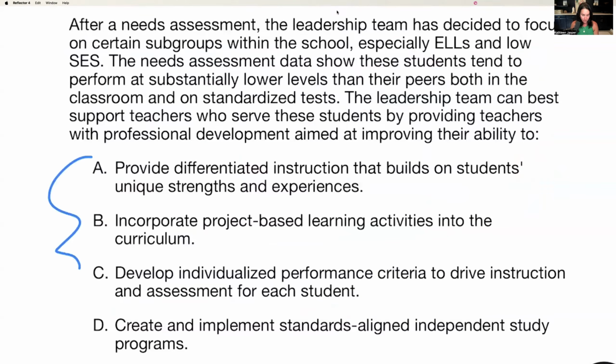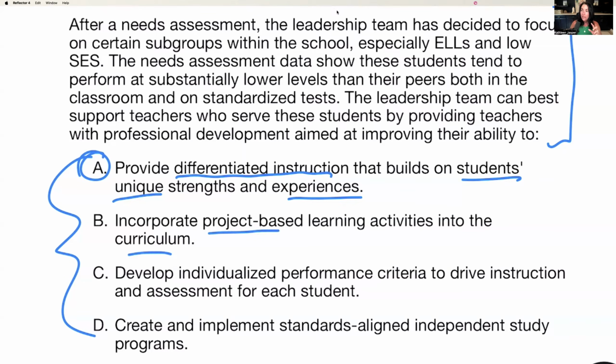So again, here we have answer choices and a big old scenario. Let's go with the answer choices first. A, provide differentiated instruction that builds on students' unique strengths and experiences. Love it. Differentiated instruction. I love that answer choice. This is actually from the SLLA 6990. B, incorporate project-based learning activities into the curriculum. Now, if you're a new teacher, project-based learning is all the rage, right? So you might think, yeah, that's good. Project-based learning. It's not a bad word. It's not as good, though, as differentiated instruction. Project-based learning, you're giving this to the whole class. Differentiation means you're helping support students where they are.